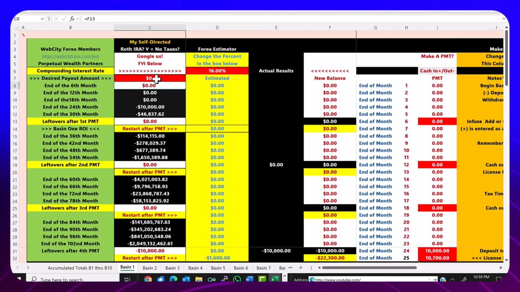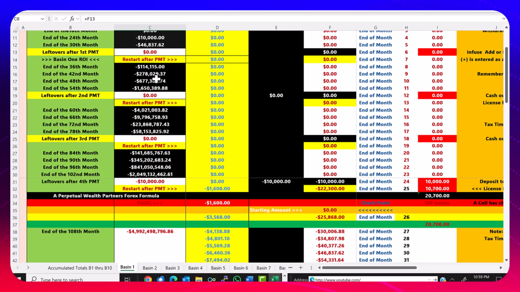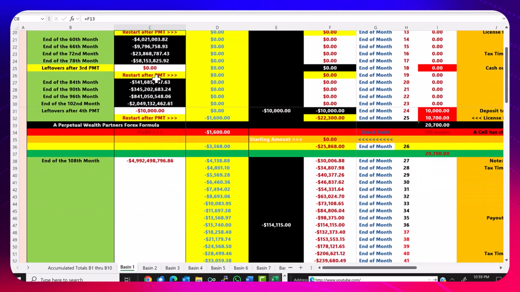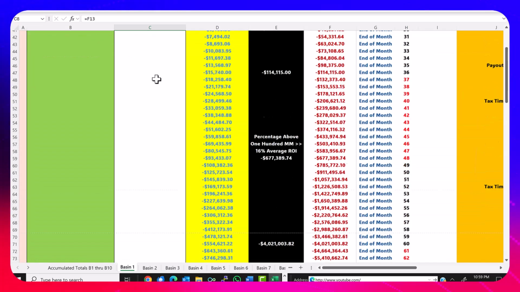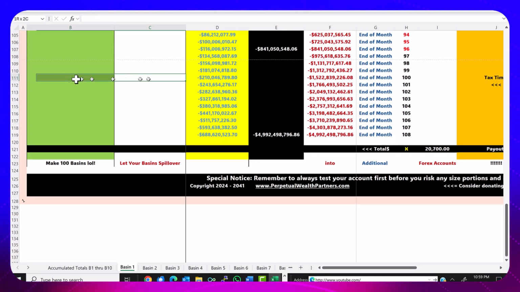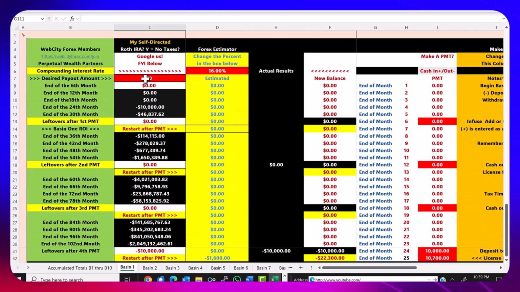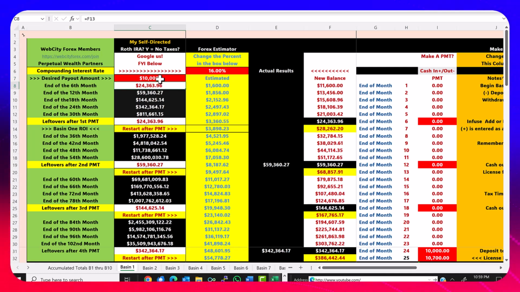All right, so don't worry about all these negative numbers over here. Let's just concentrate on putting a deposit in there. The negative numbers are just because the formula works no matter what. But you've got to put a minimum of $10,000 in here. There we go. Now it's populated everything.